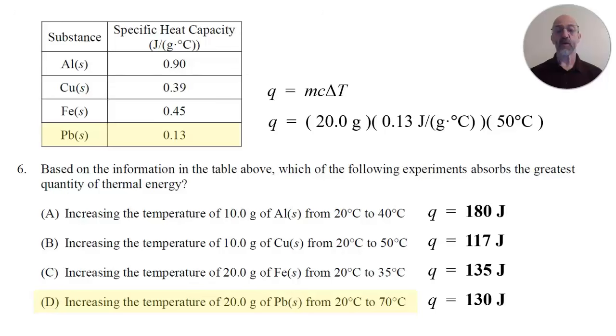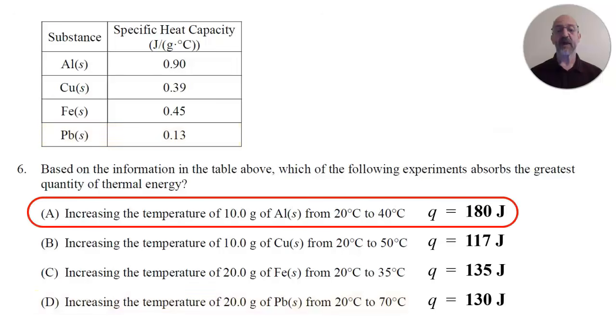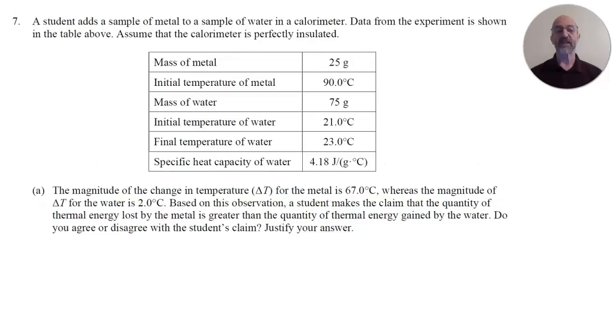So looking at these four answer choices in our calculations, we can see that the correct answer to question 6 is choice A, because it involves the greatest quantity of thermal energy. All right, well, hopefully that explanation and calculations make sense to you. Now it's time to move on to question 7.